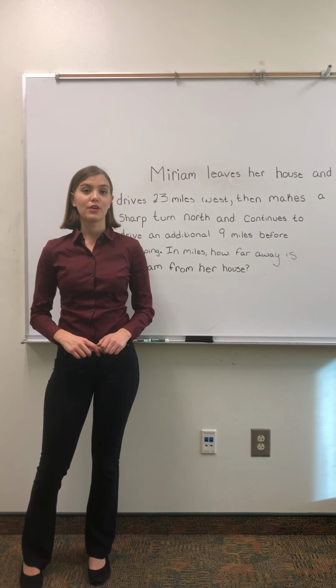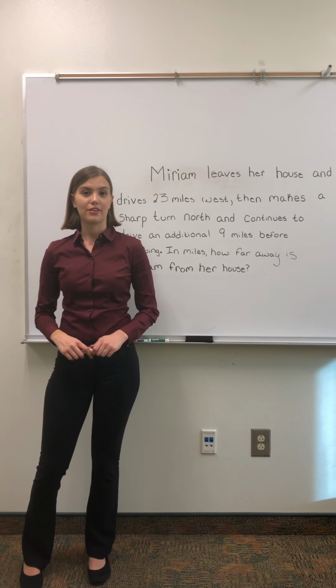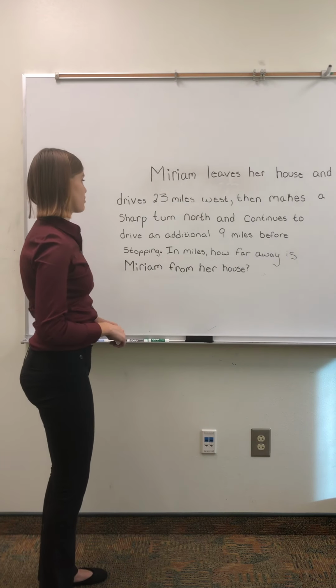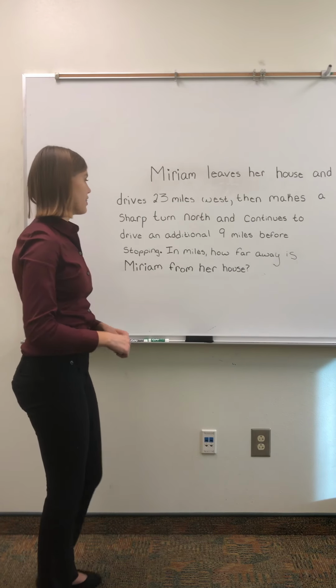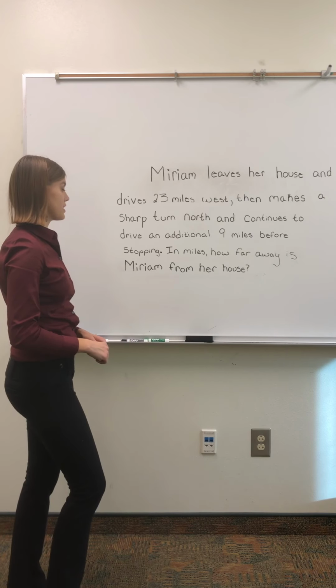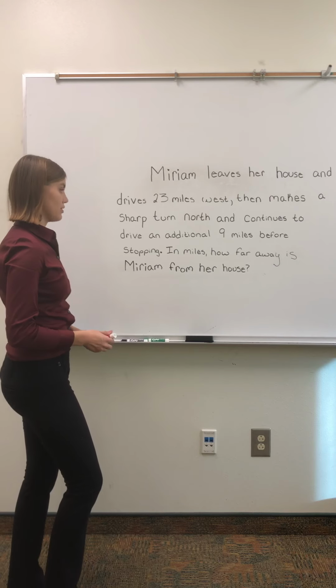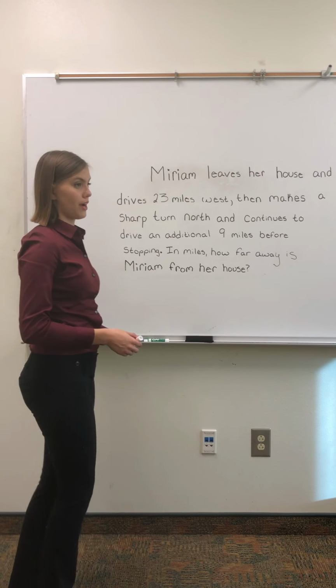Welcome to this lesson. Today we're going to be talking word problems and Pythagorean's theorem. This word problem states, Miriam leaves her house and drives 23 miles west, then makes a sharp turn north and continues to drive an additional 9 miles before stopping. In miles, how far away is Miriam from her house?